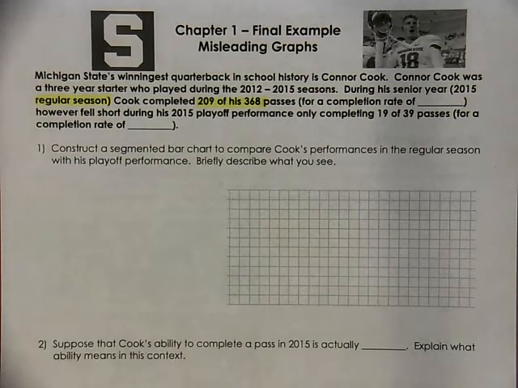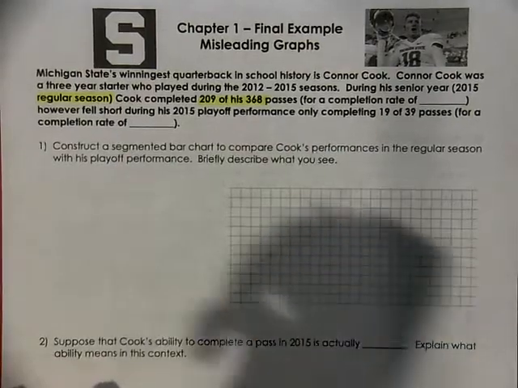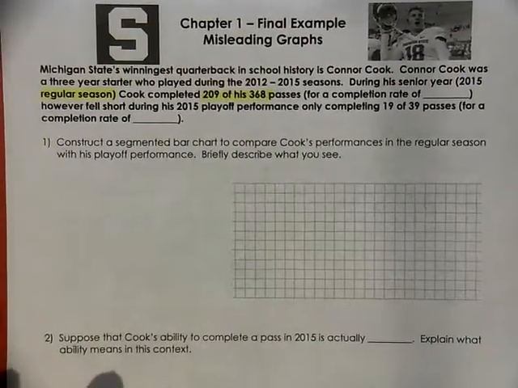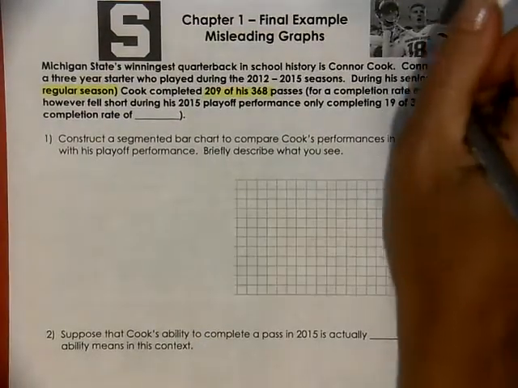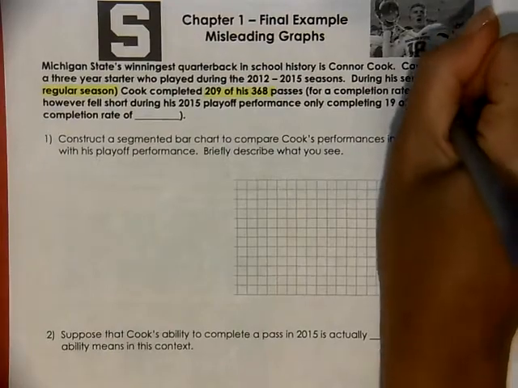So if we divide those two numbers in our calculator, we get a completion rate of, we'll go with 57%. We'll just round it to the nearest whole number for this one. We'll just say 57%.